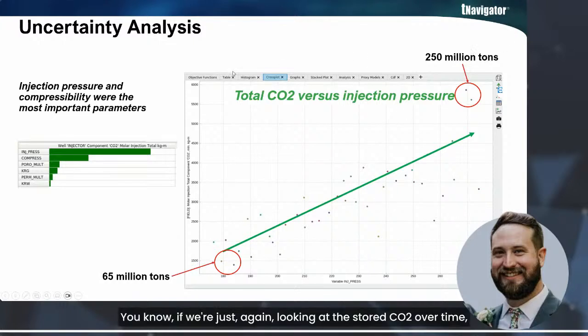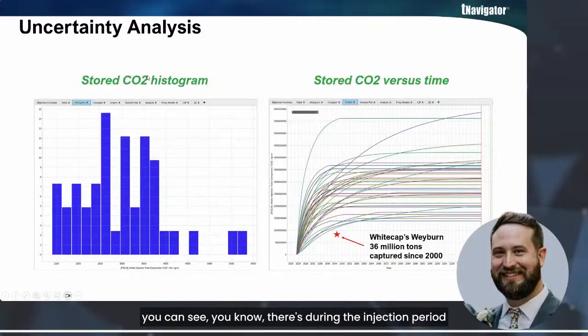If we're looking at the stored CO2 over time, you can see the injection period, and then just that level volume afterwards. And again, this is a very massive reservoir to inject in, right? If we compare this to Whitecap's Weyburn, which is a historical target here in Canada, they've already sequestered 36 million tons, and it still doesn't come close to even the low end of injection potential for this one.